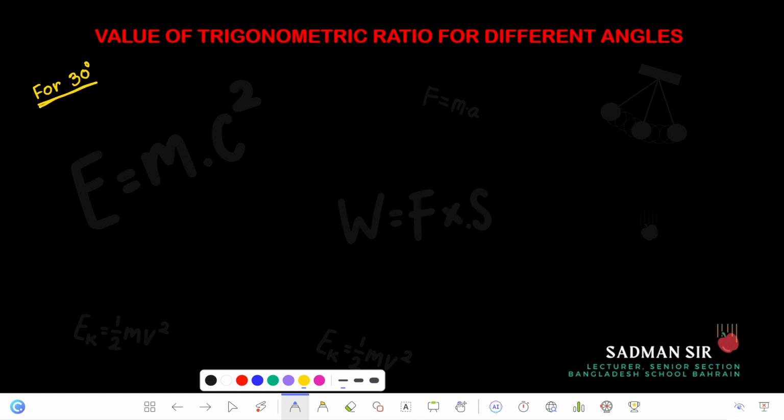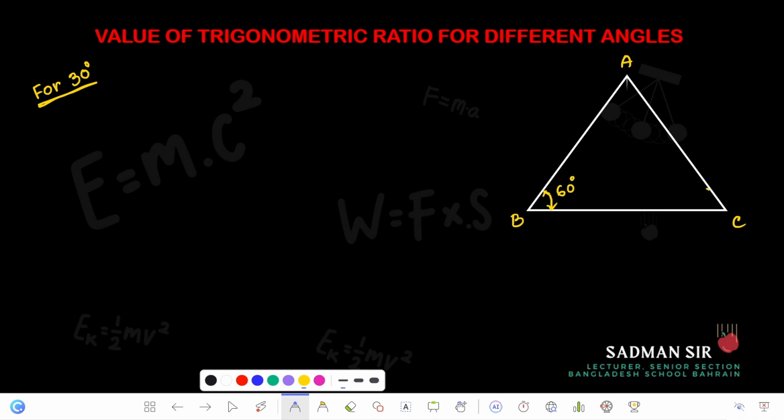Now for 30 degree, we need an equilateral triangle. You can see that we have an equilateral triangle here. Let us name it A, B, C. For an equilateral triangle, we know that all of the angles are 60 degree. So this angle is 60 degree, this angle is also 60 degree, and this angle is also 60. All three of them are 60 degree. All three sides are equal in an equilateral triangle, and all three angles are also equal.